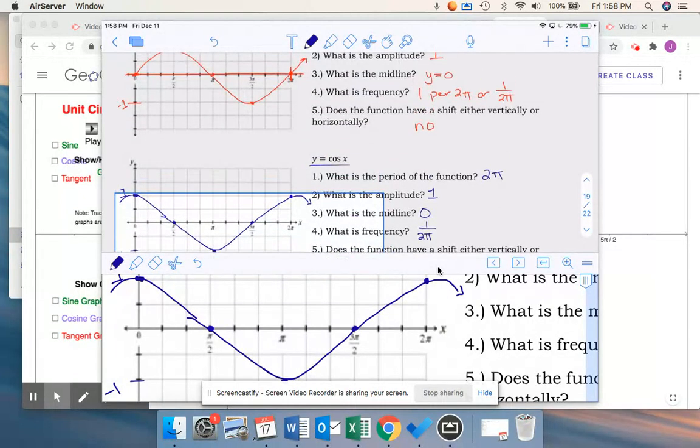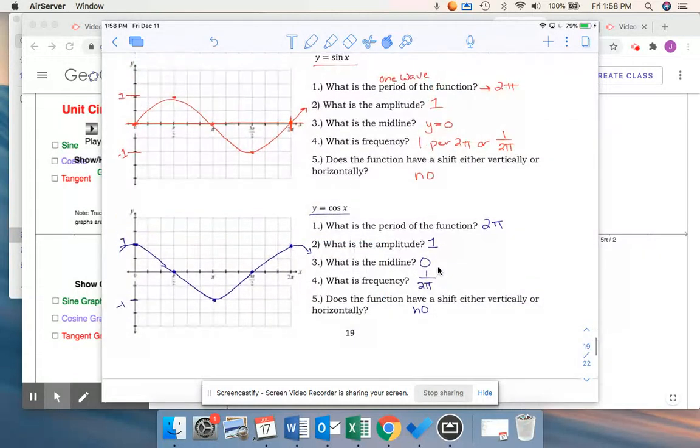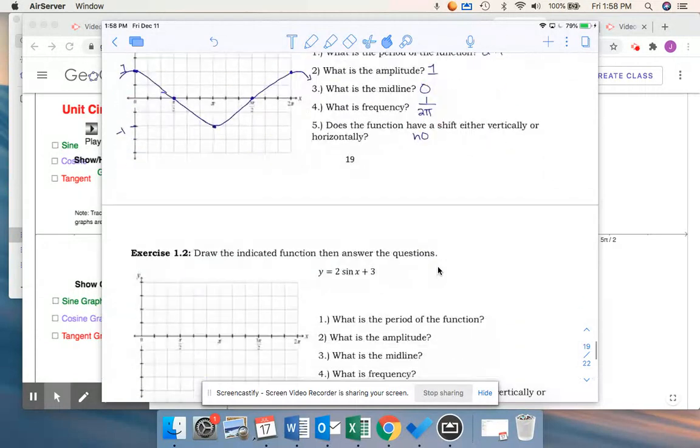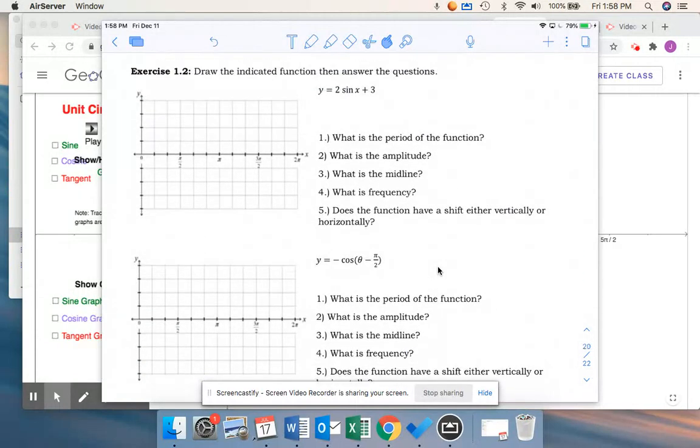All right, cool. So those are your 2 basic functions. Now we're going to take those and we're going to mess with them, okay? We're going to shift them left and right, up and down. We're going to stretch them out. We're going to do the same exact thing we've done with any other function. These are our 2 new parent functions. Okay, so these are our parent functions now, and we're going to look at what happens when you throw 2s and 3s and pi over 2s in there, okay? And I'm going to show you that in the next video.